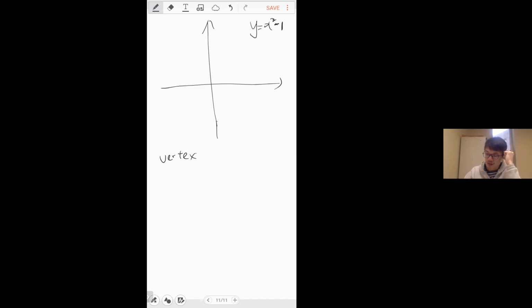Because this is the axis of symmetry. So what is the vertex formula again? You're gonna need that for your homework. So what is the vertex formula?